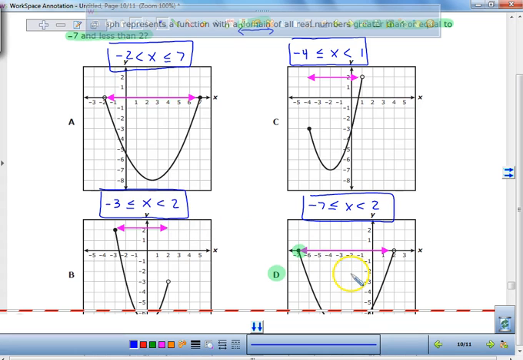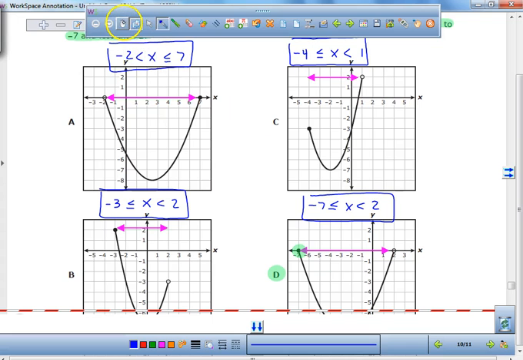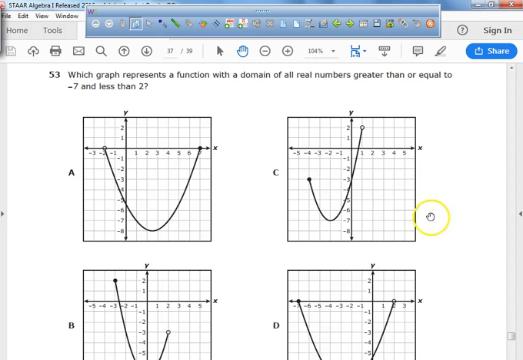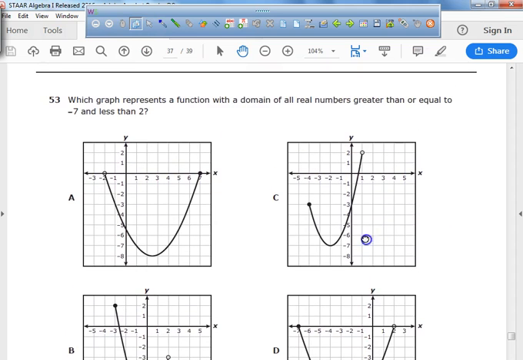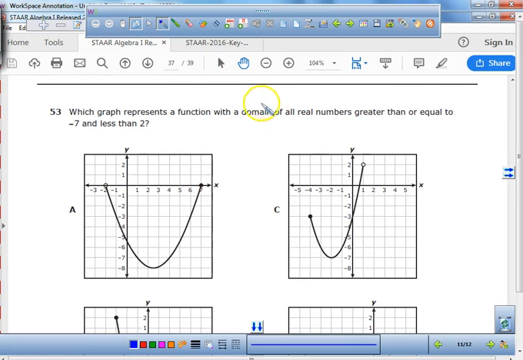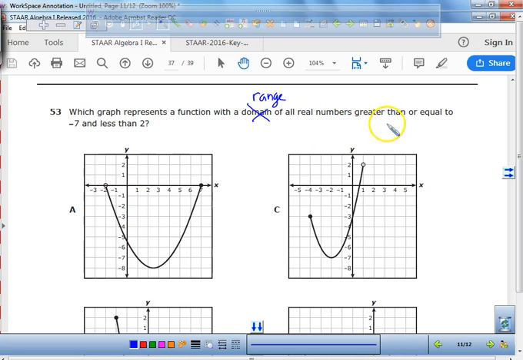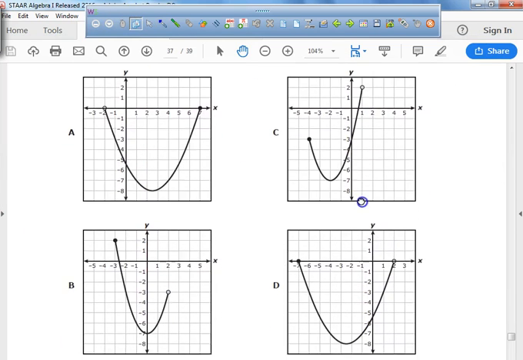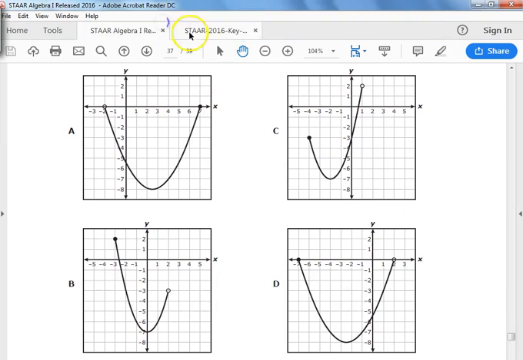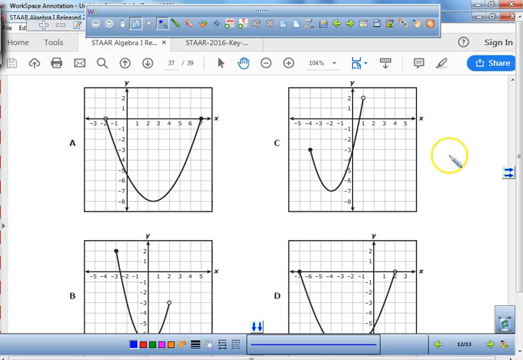Now what would the range be? I'm just going to give you one example if they switched it up and said, what would be the range? Let's cross this off real quick. What if I said, which graph represents a function with a range of all real numbers greater than or equal to -7 and less than 2? I'll show you which answer that would be.